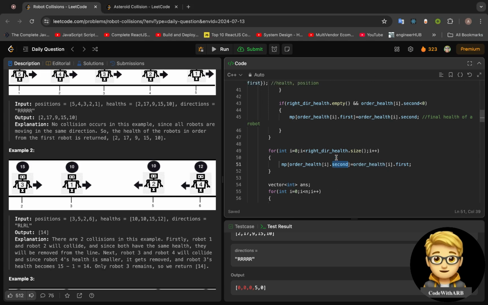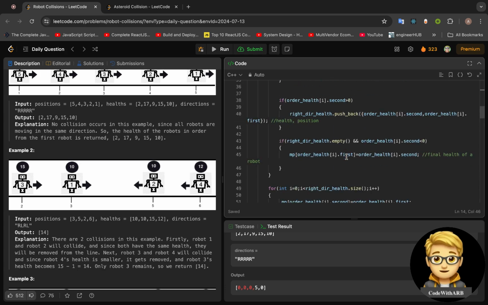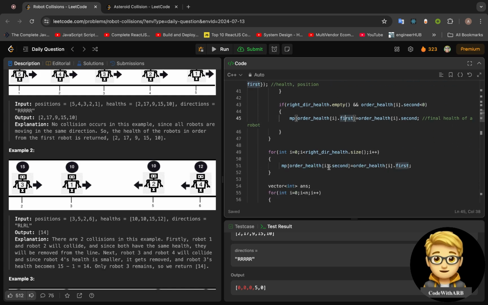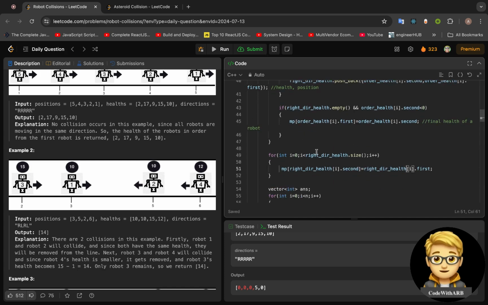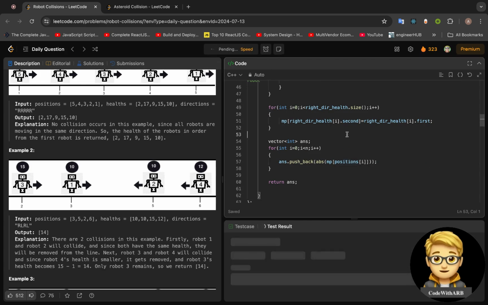Okay, okay, okay. In ordered health, the first is position and the second is health, right? Okay, this is the same. The first is position. Okay, this is the right direction, no? This should be right direction, not order direction. In that direction, the first is health and the second is position. So this should be the right direction, not the order direction. That's the mistake.